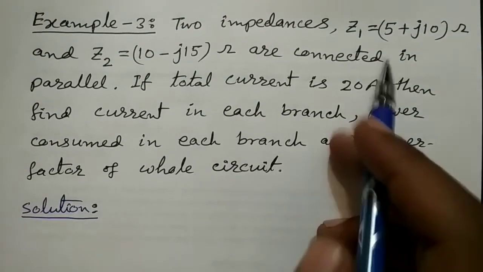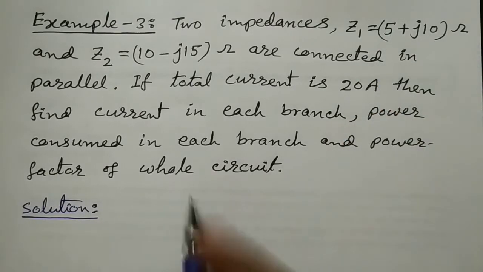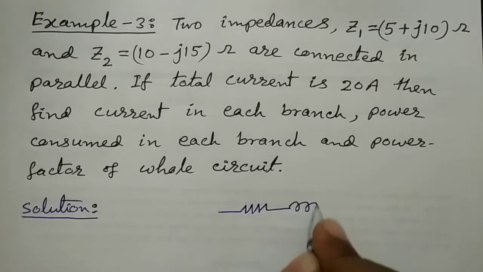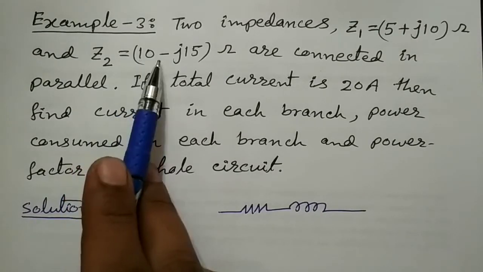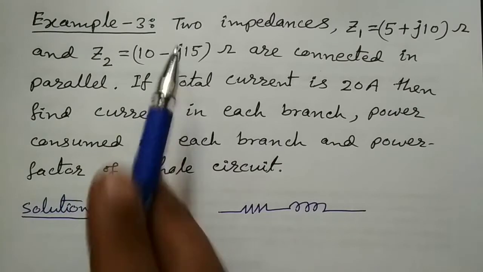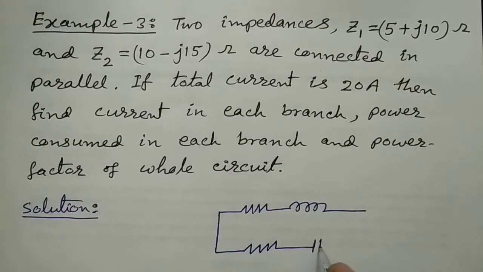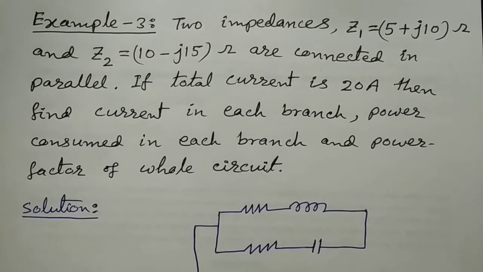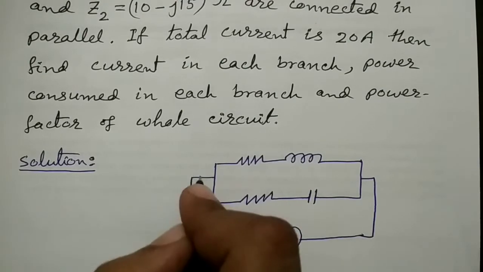So here are two impedances, Z1 that is 5 plus J10. So it is a resistive inductive circuit. So first try to draw the circuit. The first branch is a combination of resistance and inductance, and the second branch is 10 minus J15. So it will be a resistive capacitive branch. So R and C is connected across the supply. Supply voltage is not given, but the total current is given here, and the total current is 20 ampere.